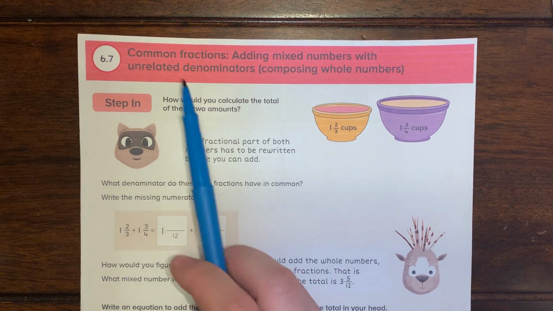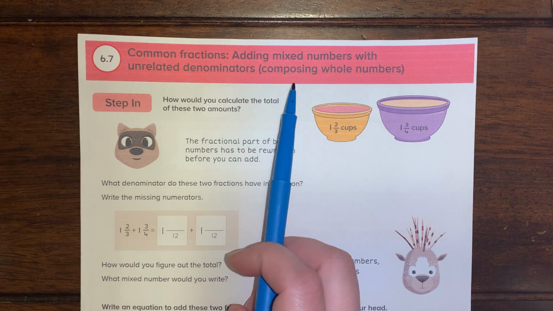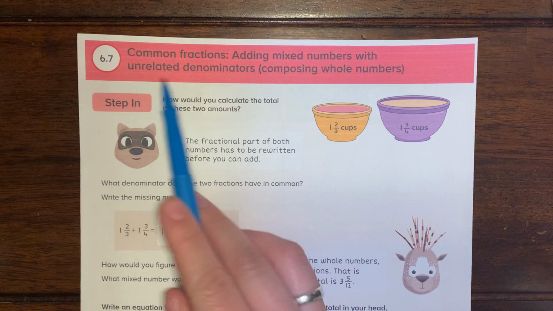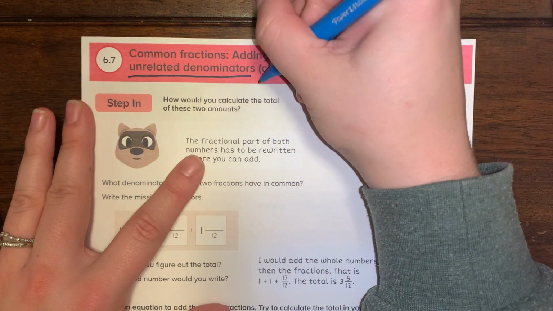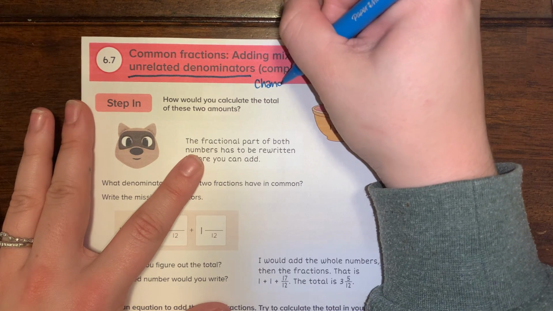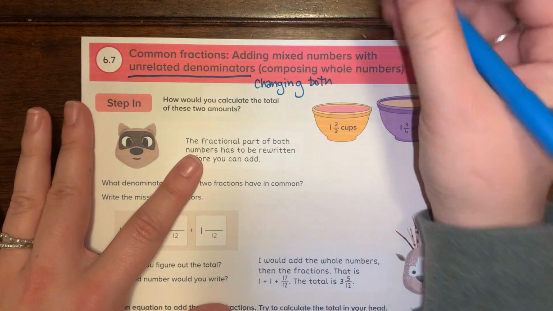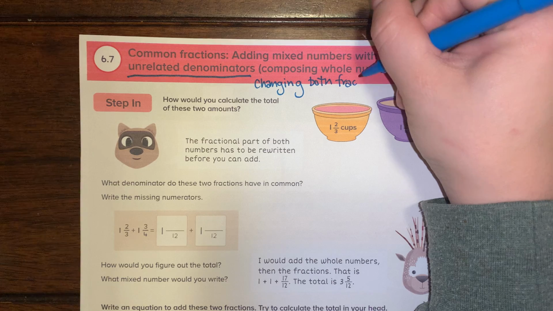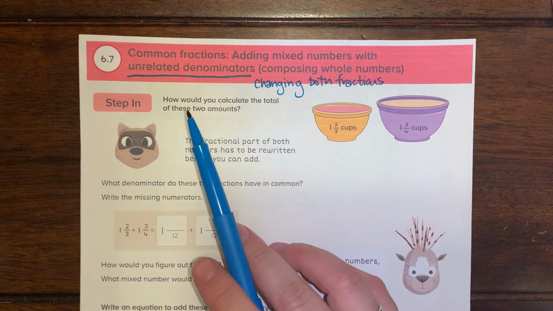We're going to be doing common fractions, adding mixed numbers with unrelated denominators, or composing whole numbers. So we're going to be taking mixed numbers to make whole numbers, and we're going to be using unrelated denominators, which means, what are we going to do? Well, we're going to be changing both fractions. And I hope you guys are familiar with that term, because we've used it in at least 2 other lessons before this. All right, so let's get started.